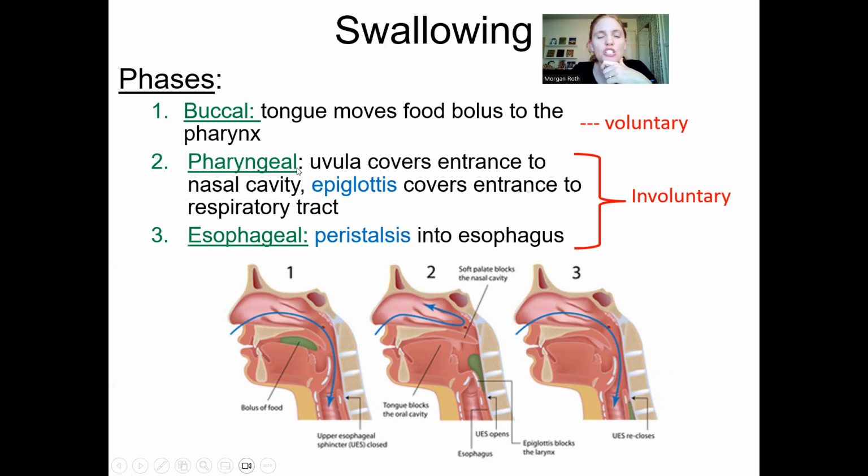The first is called the pharyngeal phase, where the uvula, the dangly part in the back of your mouth, swings up and blocks your nasal cavity. At the same time, the epiglottis covers the larynx so you don't choke, and that allows the food to move back. Okay, so this second one here is the pharyngeal phase. And then after the pharyngeal phase, the food will move into the esophagus, and that's where we do something called peristalsis.